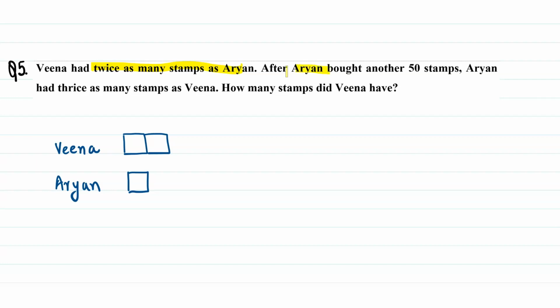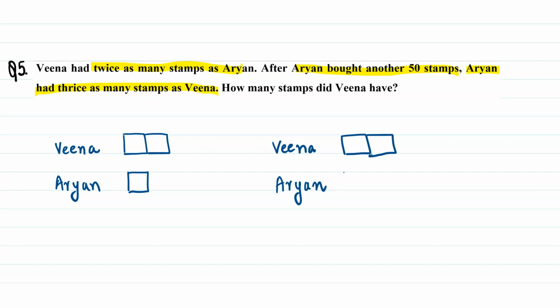After Aryan bought 50 more stamps. So Aryan has bought 50 more stamps. So Aryan had thrice as many stamps as Veena. So we know that right now also Veena is having 2 boxes. Veena is having the same. Only Aryan has bought 50 more, but Veena is having 2 boxes only. So now they say Aryan is having 3 times as much as Veena.